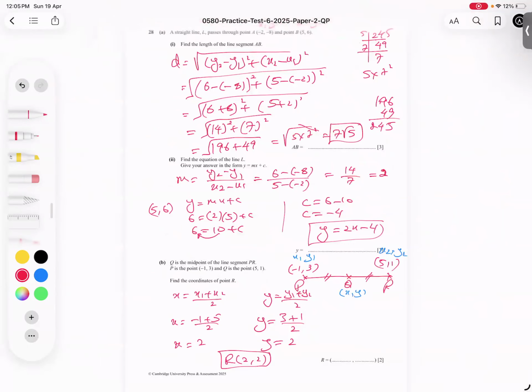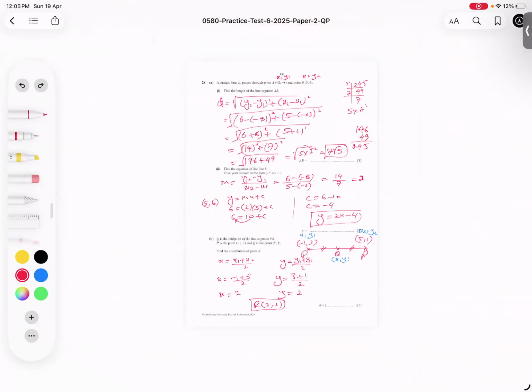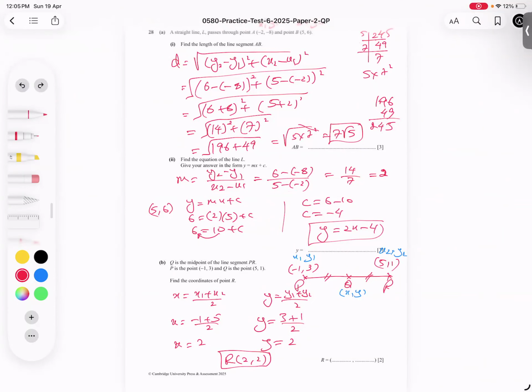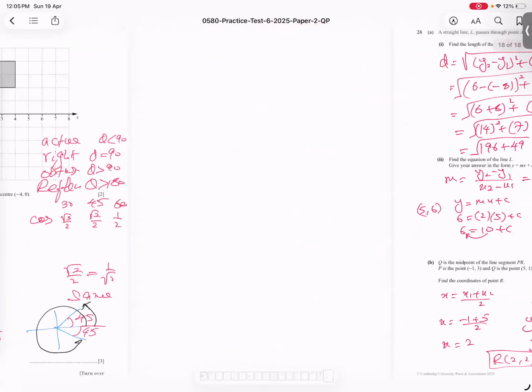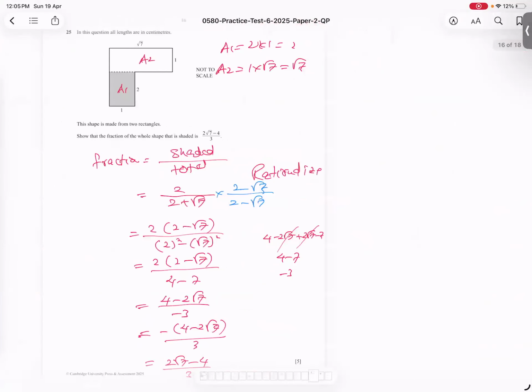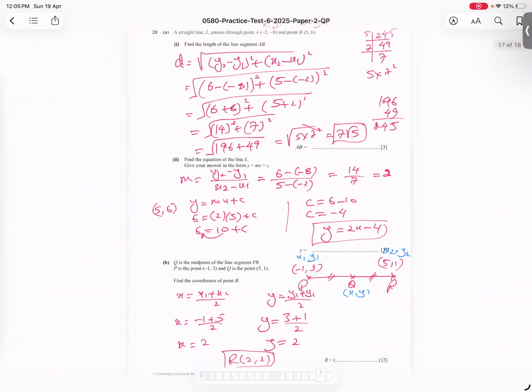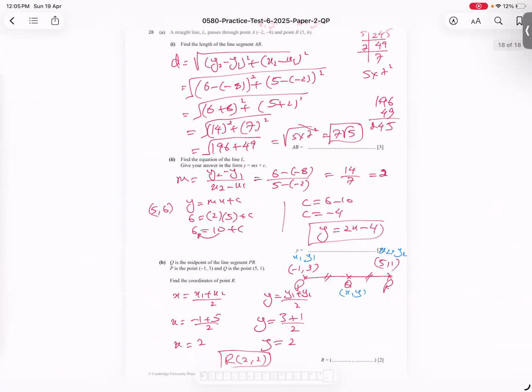And I hope the point is very clear and the question is completely done, and the paper, I think, is completely over. No further questions after that. I hope the concept is very clear, students. Please practice again in case you have made some mistake. And best of luck for the exam.